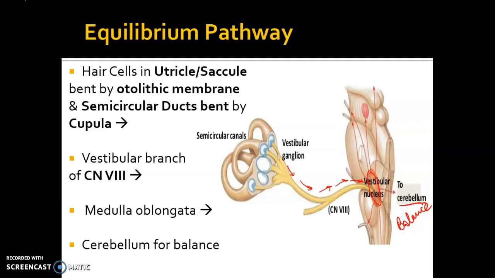All right, so the key point that I want you to remember here is that within the vestibule, there is utricle and saccule, right? Within the utricle and saccule, you have the macula. Within macula, there are hair cells, and on top of the hair cells, you have the otolithic membrane.